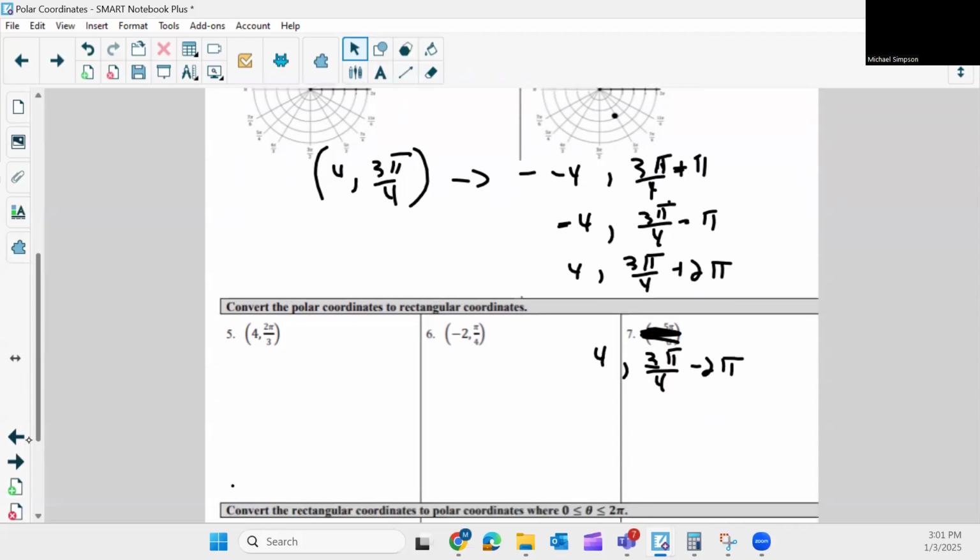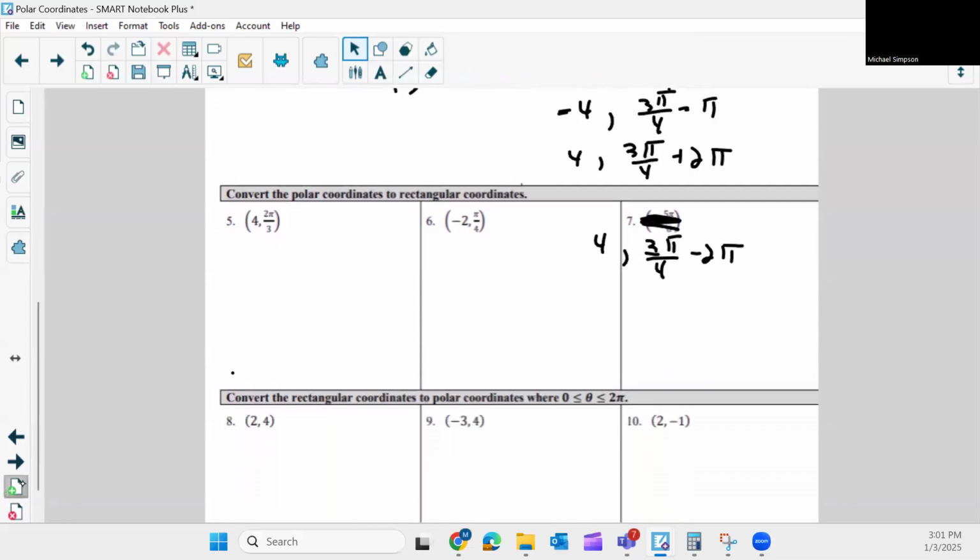And then number 5, convert to rectangular again. Remember the formula. This is a regular polar point. Convert to rectangular: x is equal to r cosine theta, and y is equal to r sine theta. You guys can do that.